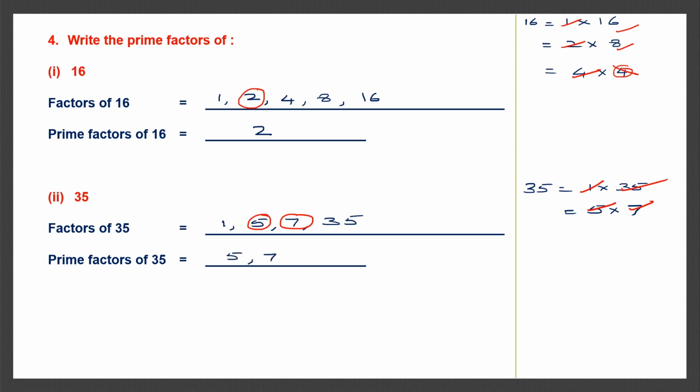The other way of doing it is, again, take 35 and divide it by a prime number. You can divide it by 5. 5 sevens are 35. Again, 7 is a prime number. 7 ones are 7. So 35 can be written as a product of its prime numbers, 5 into 7. So here can you see? We have found the prime factors, and these are the prime factors of 35.